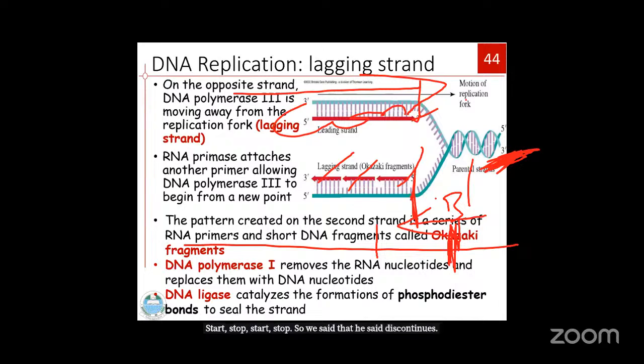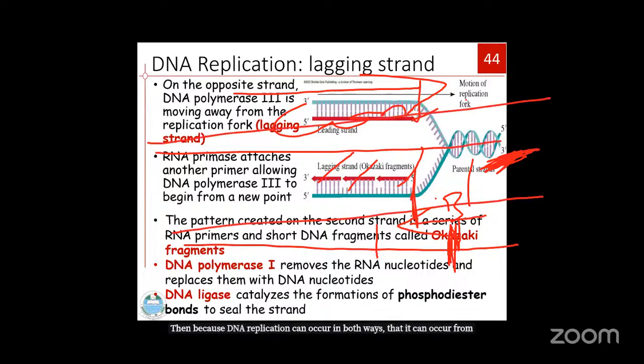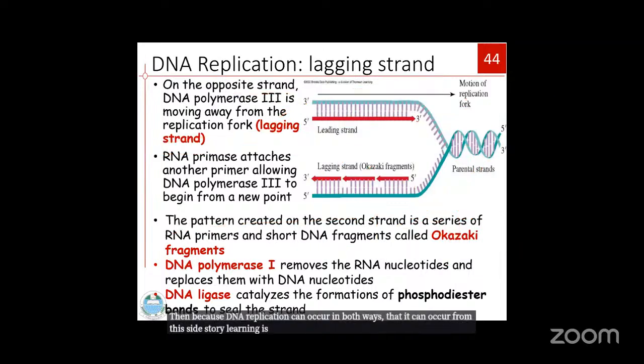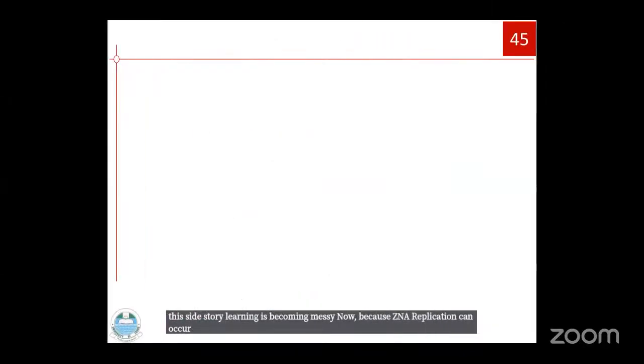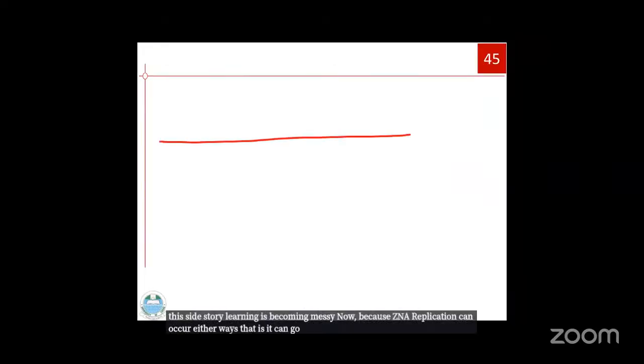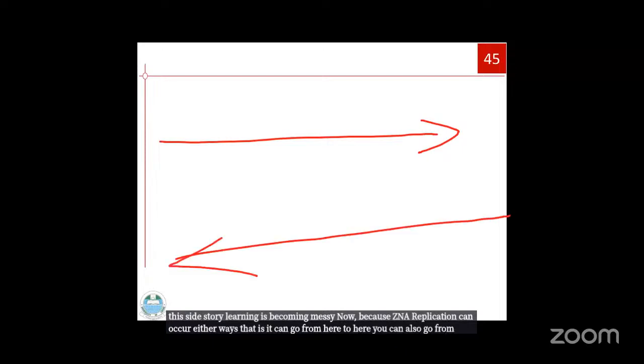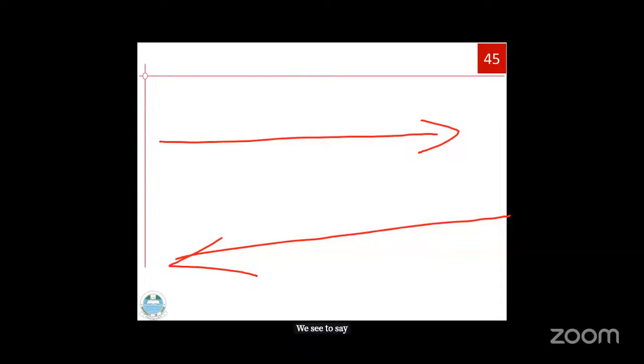So we say that it is discontinuous. Then, because DNA replication can occur either way, that is, it can go from here to here, it can also go from here to here, we say it is bidirectional.